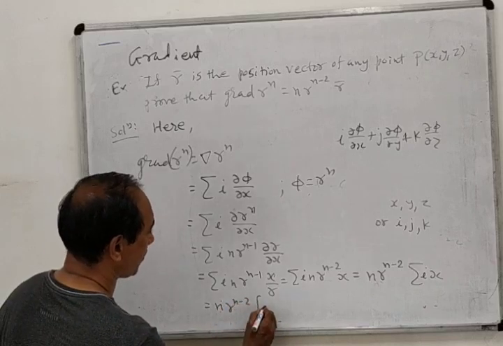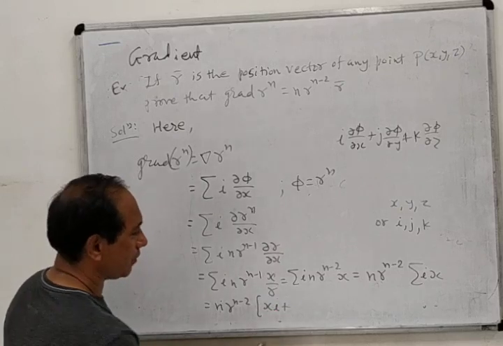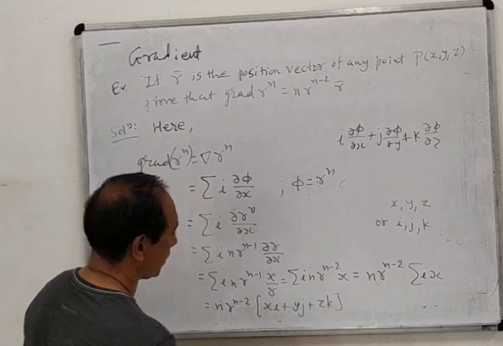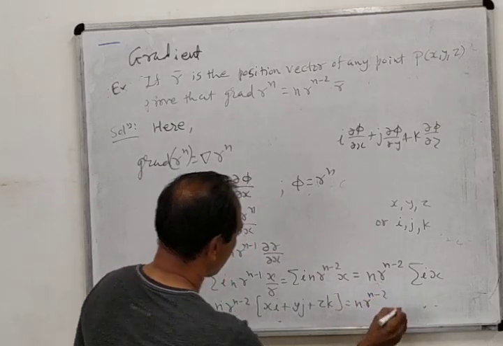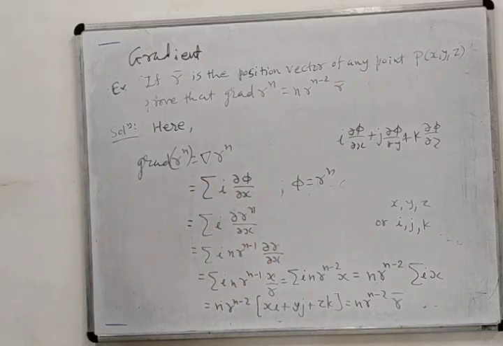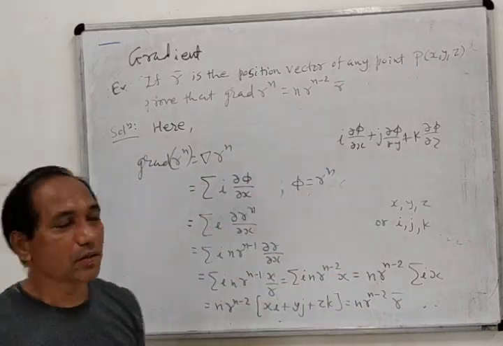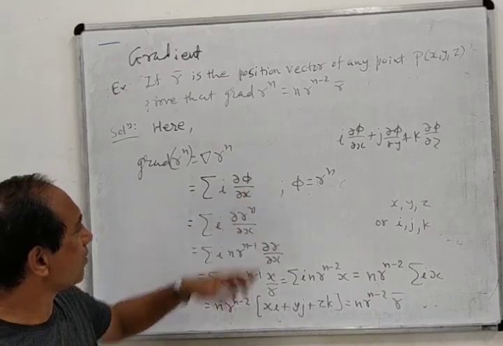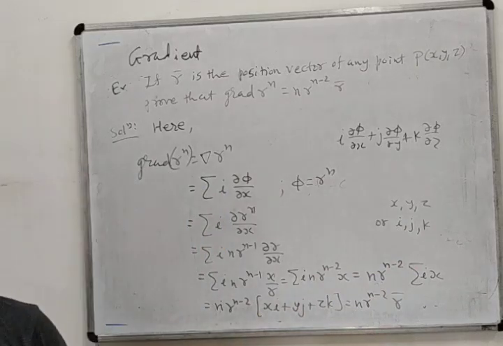So now we open the sigma. So sigma first term is x i. So second term will be what? y into j. And third term is what? z into k. Okay. n r raised to n minus 2. But what is x i plus y j plus z k? It is nothing but r bar. Okay. So we have proved this one you can see. So here we have used sigma. If you don't want to use sigma, then you will have to write out each of the three terms as per this, and finally you will get the same answer.